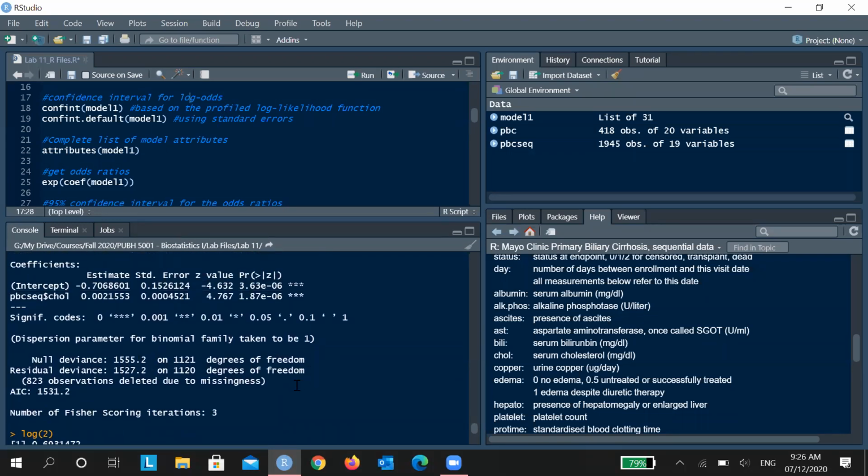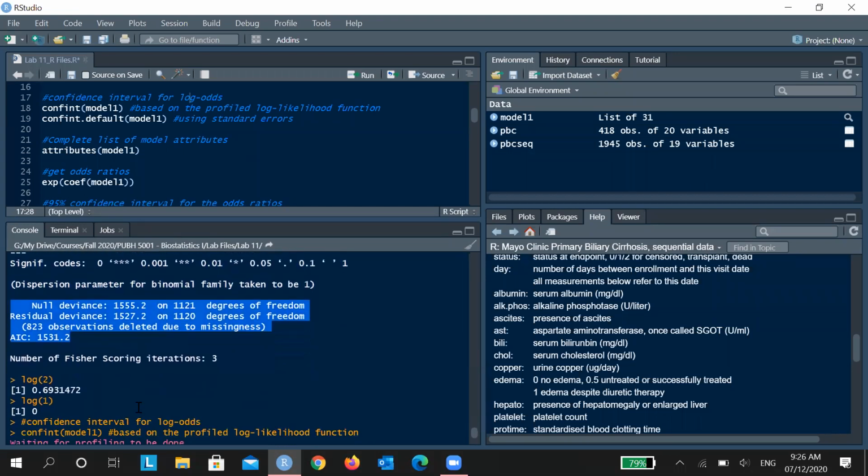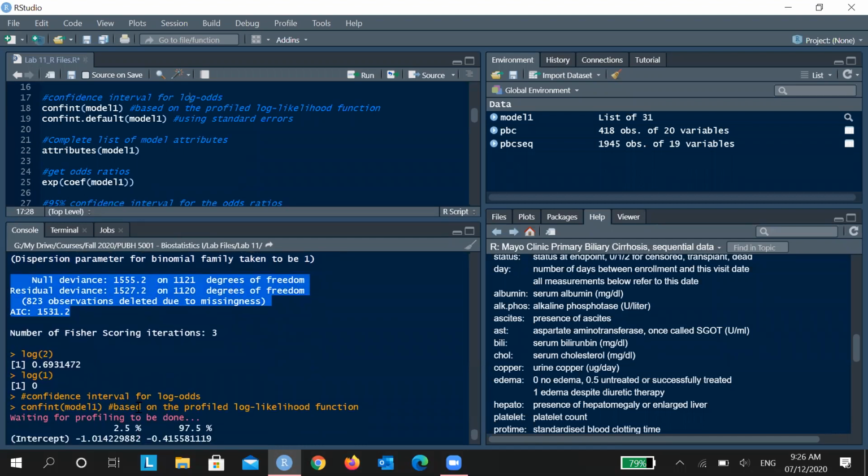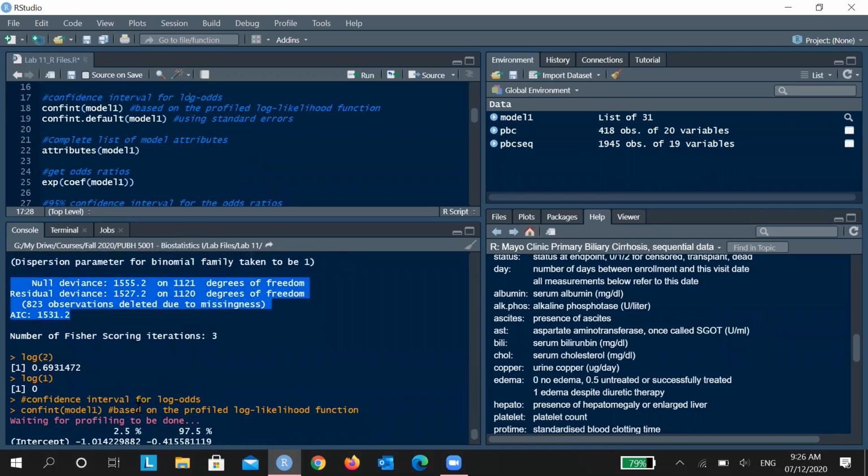And then at the bottom you get the null deviance and the residual deviance here, along with the degrees of freedom. It also gives me a message about how many missing observations were deleted from the analysis, and the AIC value. Now this information, what I've highlighted here in blue, we use to assess the model fit. Now, how do we assess the model fit?